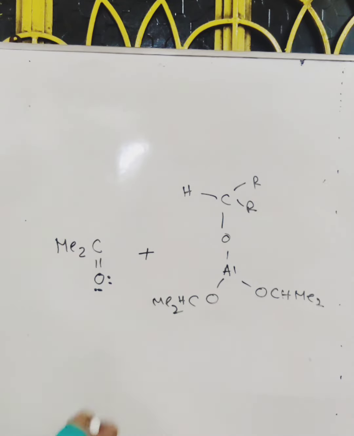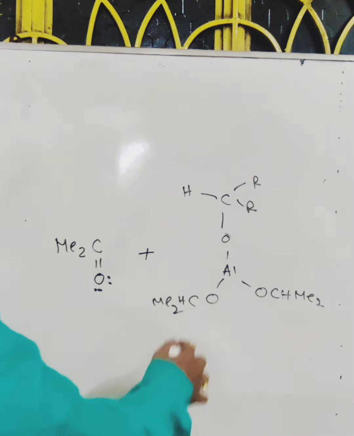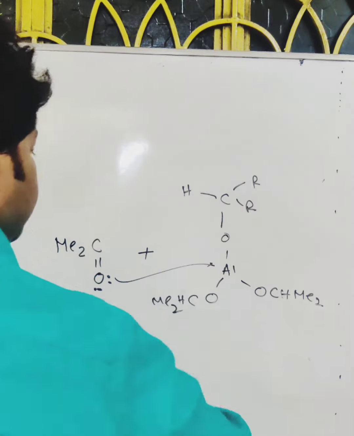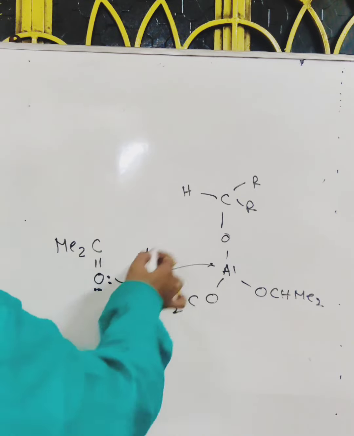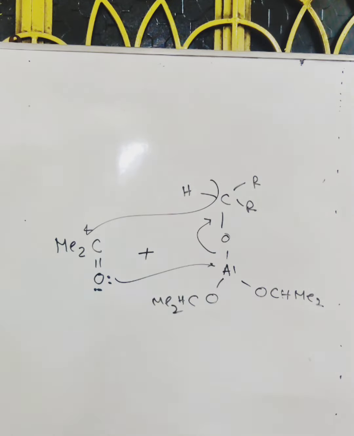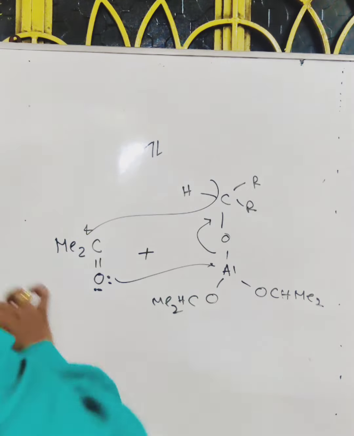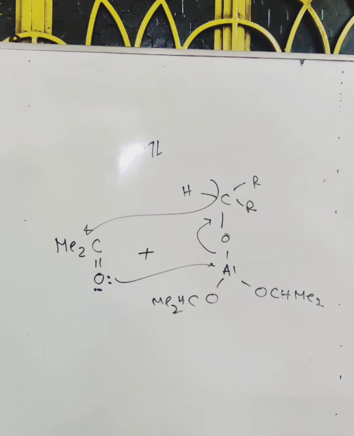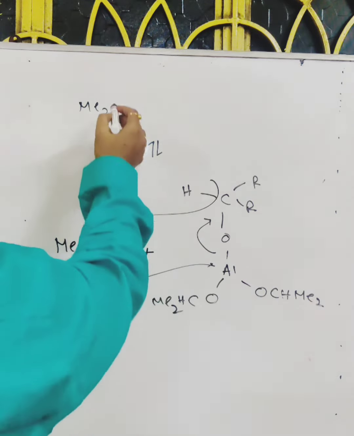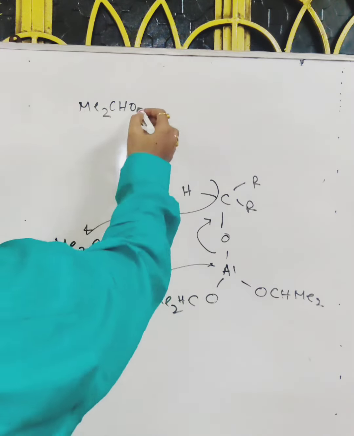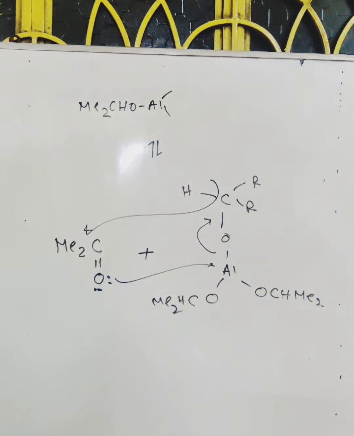So what will happen? Again, this is the lone pair. It will be donated towards what? Obviously aluminium. So again this carbon will be getting a positive charge because of the withdrawal of this. So this will come here and this will come here. Okay, I don't want to waste time and I don't want to elongate the video. So you can find out what product you are getting. You are getting Me2CHO connected with aluminium. I'm not writing the next part.